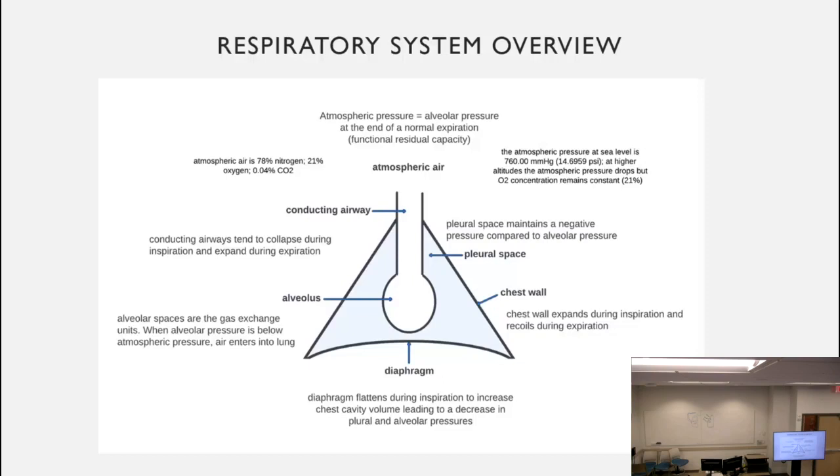Let's say the atmospheric pressure is zero, and the pressure in the pleural space is minus 5. That minus 5 is what keeps this open. For that reason, if I open a hole here, now the pressure here, instead of minus 5, is going to be 0, the same as the atmospheric pressure, since we are not going to have any difference in pressure here and here. That will collapse.